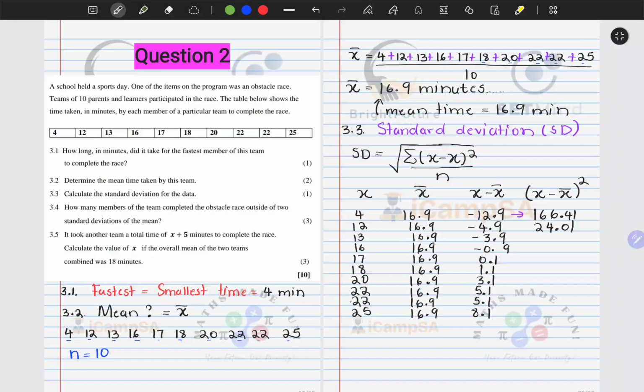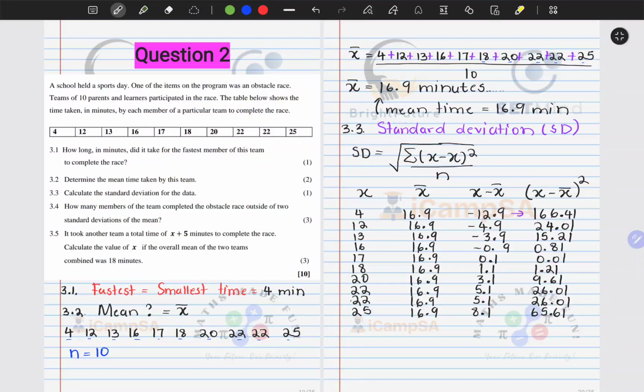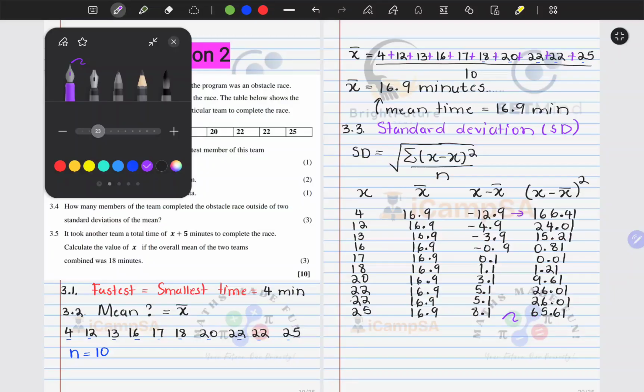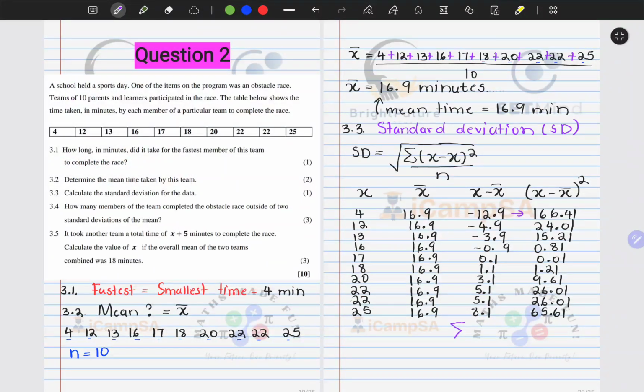Then you go to the next one, you take negative 3.9, you square that, and you will end up getting 15.21. And you carry on and do the same. If you observe carefully, we are done now. Essentially the sum that we have here is just the sum of x minus x dash, all squared. So this becomes the sum that we'll take there.